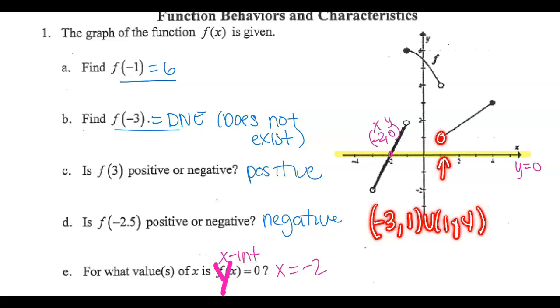If both of those circles were open, you cannot include that value in your domain. You would have to skip over it. We're going to see something similar to that on the next question. Before I move on, do you understand that empty space in your domain? Because you're going to have questions like this coming up very soon.